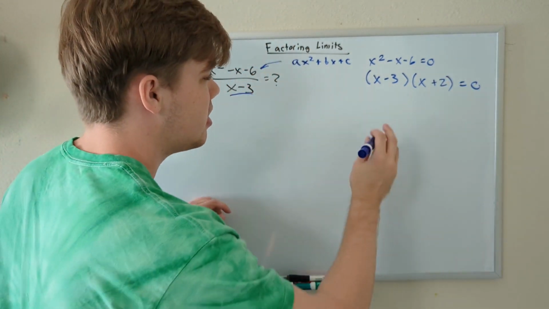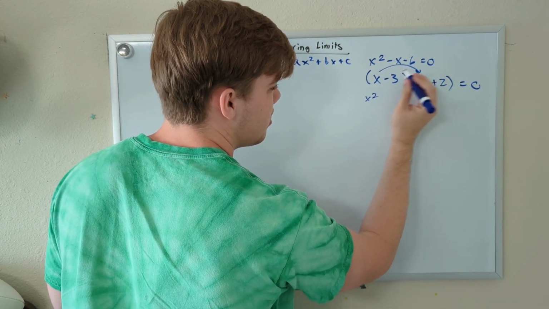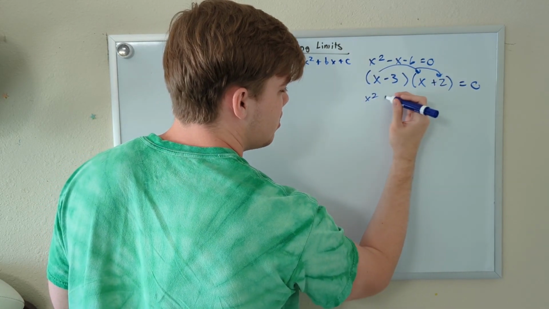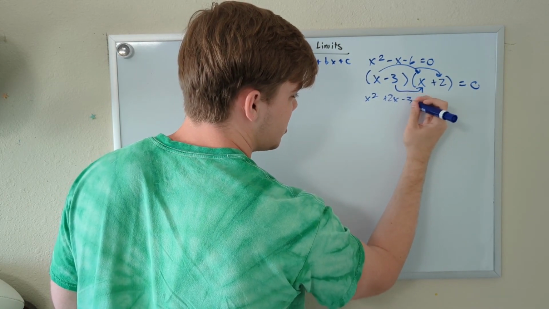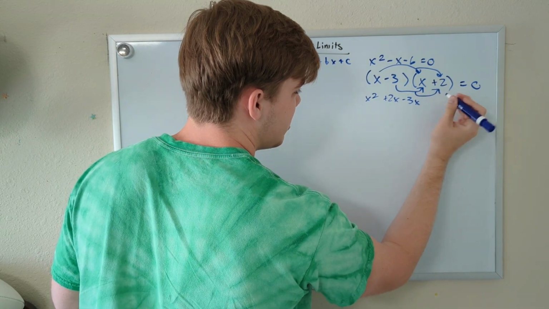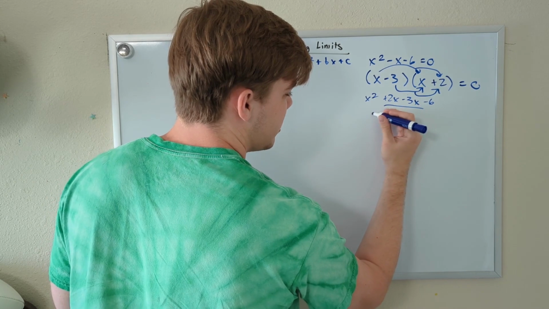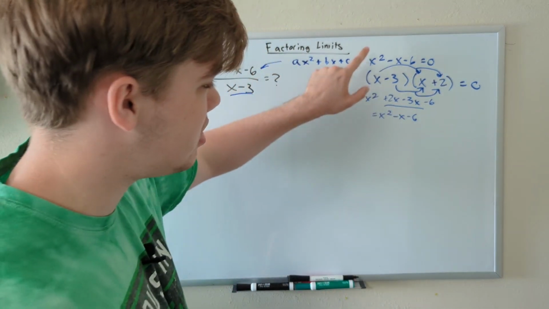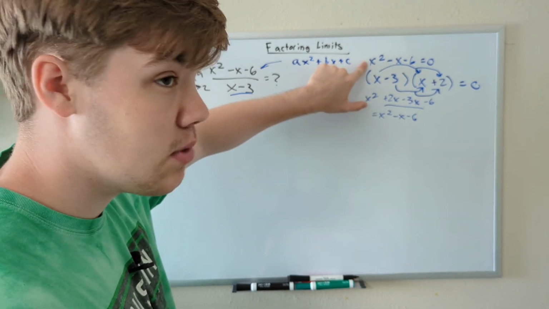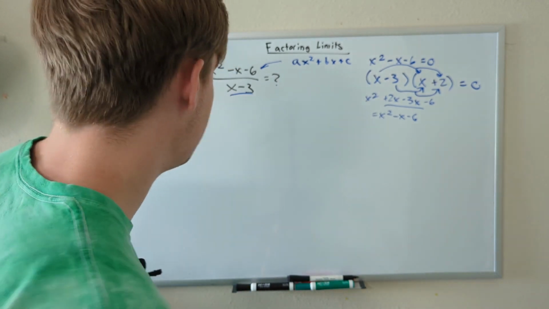Just to double check this, x times x is x squared. x times 2 is 2x. Negative 3 times x is minus 3x. And negative 3 times 2 is negative 6. Add these together, we get x squared minus x minus 6, which is the same as we started with. So we can replace our numerator, which was this x squared minus x minus 6, with our new factored function.